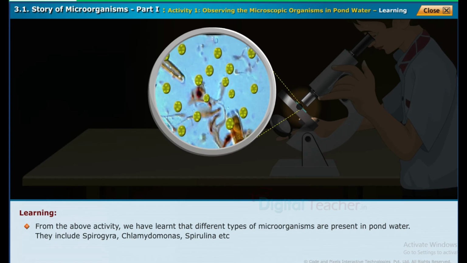From the above activity, we have learned that different types of microorganisms are present in pond water. They include Spirogyra, Chlamydomonas, Spirulina, etc.